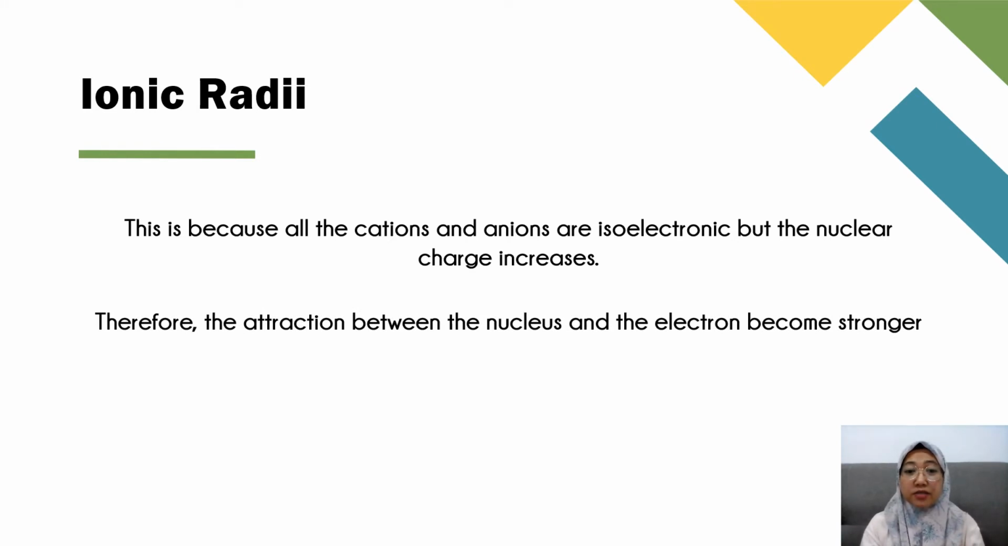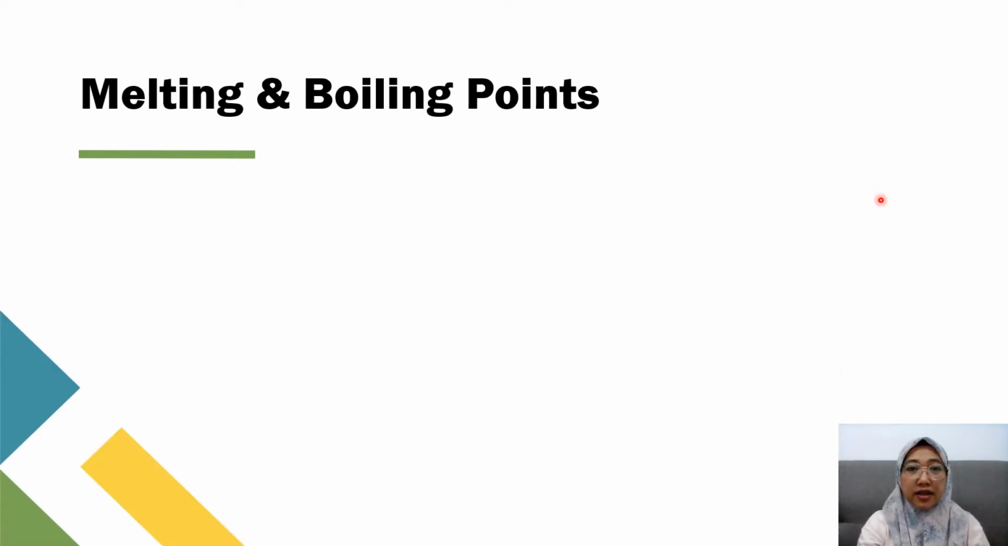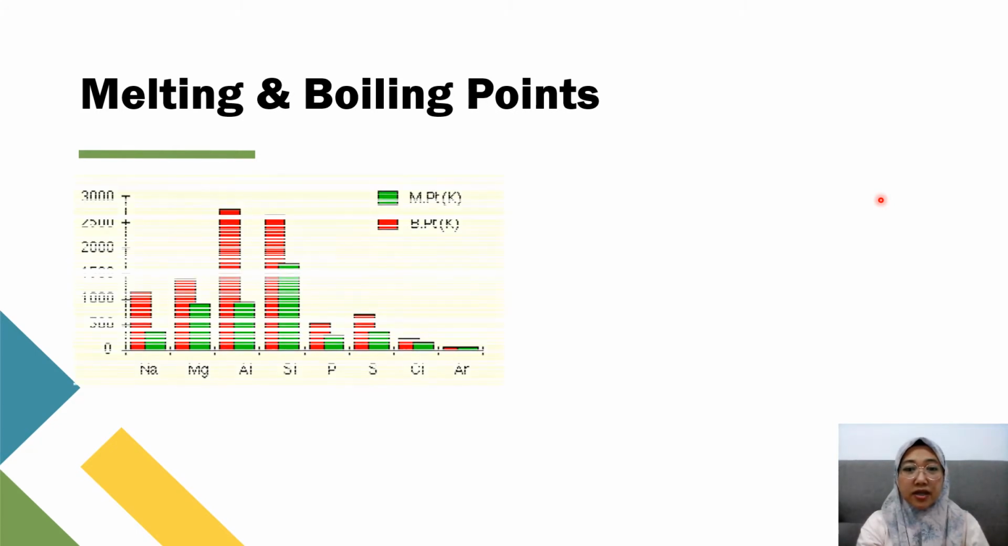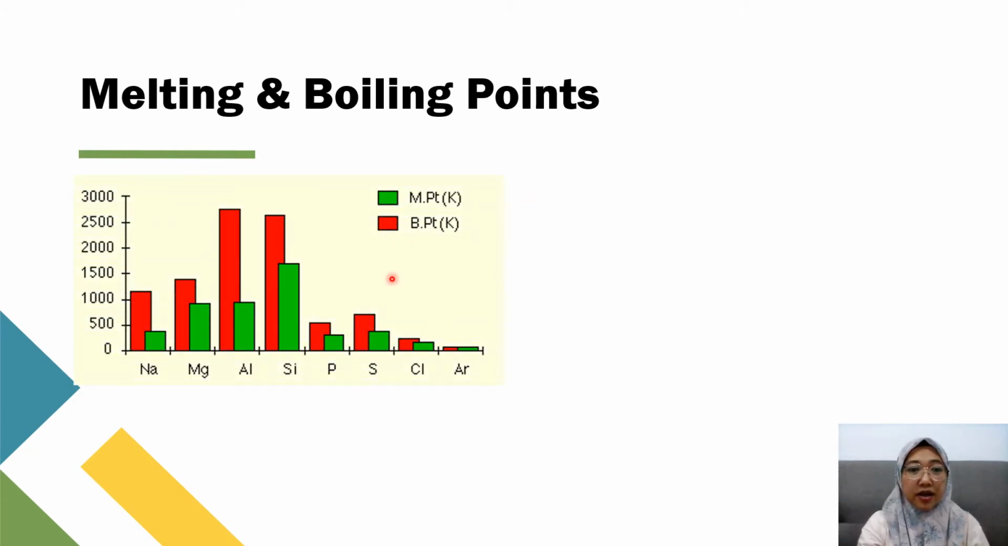Therefore, the attraction between the nucleus and the electron becomes stronger. Okay, there are 4 ionic radii. Okay, next physical properties is melting and boiling points. Here we have the diagram. Okay, the red one is the boiling point and the green one is the melting point.